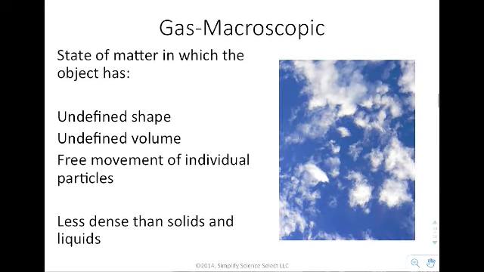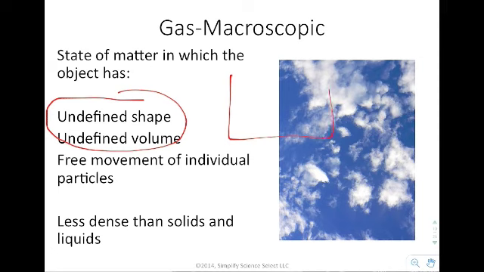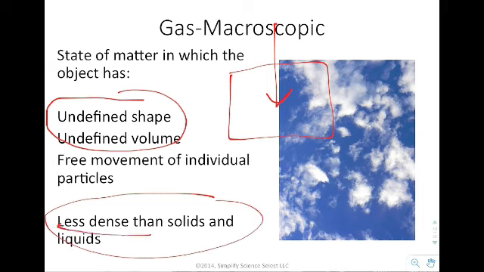Okay, gas on the macroscopic level. It's the state of matter which has an undefined shape and an undefined volume. So you can take a container of gas and you can compress it and you can squeeze it together. You can't do that with a solid or a liquid. It does have free movement of individual particles. It is by far the least dense of all of the states of matter because there tends to be a big separation between molecules in a gas.